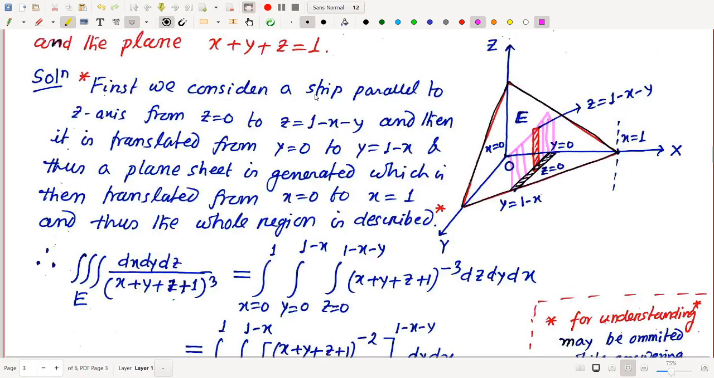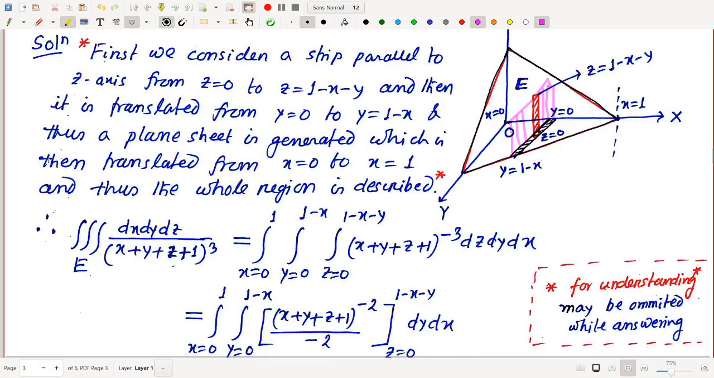What is written here? First we consider a strip parallel to the z-axis from z equal to 0 to z equal to 1 minus x minus y, and then it is translated from y equal to 0 to y equal to 1 minus x. This plane sheet will be generated, which is then translated from x equal to 0 to x equal to 1, and thus the whole region is described.